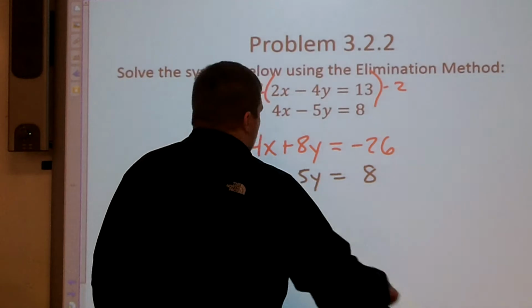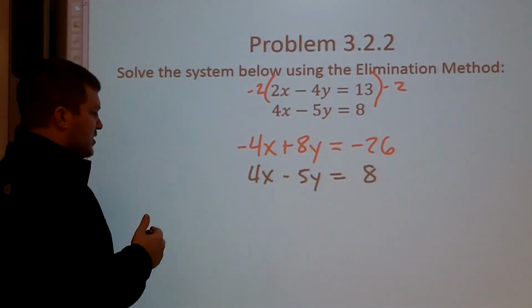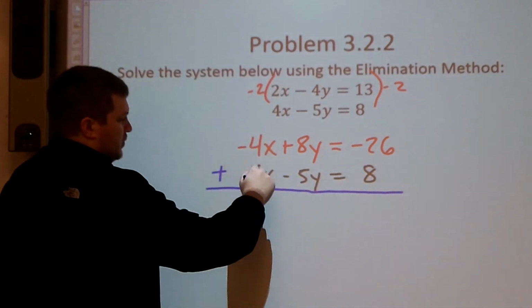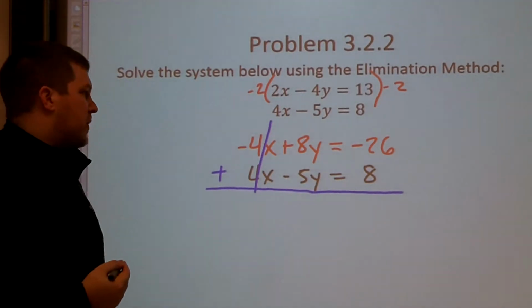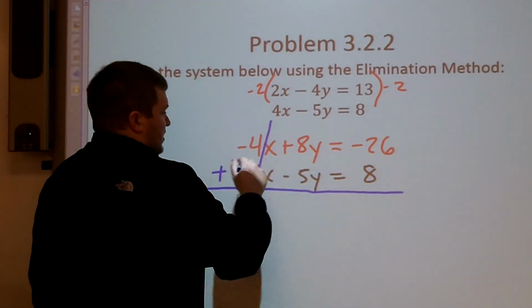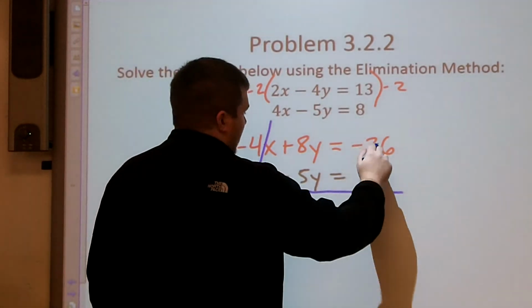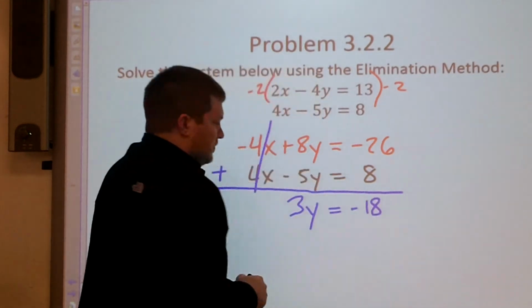Well, now what I want to do is go through my operations again and try to eliminate my x's, because that's what I chose. I'm going to try addition first. Clearly, -4x plus 4x do eliminate. They cancel out. I have 0 x's remaining. Now I go through and add the rest. 8y plus -5y is 3y. -26 plus 8 is -18.